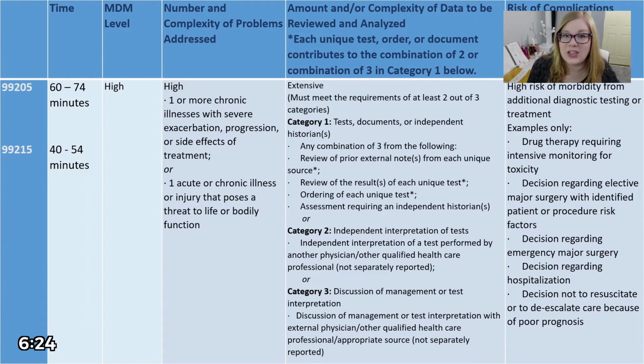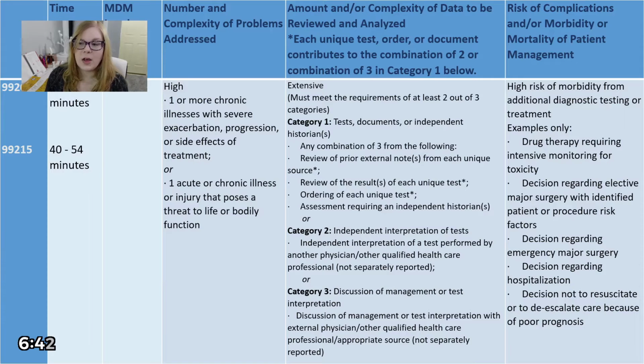So if the patient has COPD exacerbation and you want to get that level 5, it has to be a severe COPD exacerbation to count for that high complexity of problems addressed here for this criteria. Or you could have 1 acute or chronic illness that poses a threat to life or bodily function, such as organ failure, or if they're going to lose a limb.